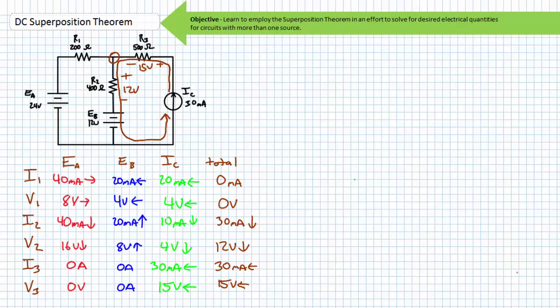In conclusion, we learned to employ the superposition theorem in an effort to solve for desired electrical quantities for circuits with more than one source. Special use techniques like mesh and nodal analysis can yield the same results. However, the superposition theorem does so using techniques you should already feel confident in, notably traditional series parallel circuit analysis. Remember to review these concepts as often as you need to really drive it home. Imagine how well lab will go if you know what you're doing.